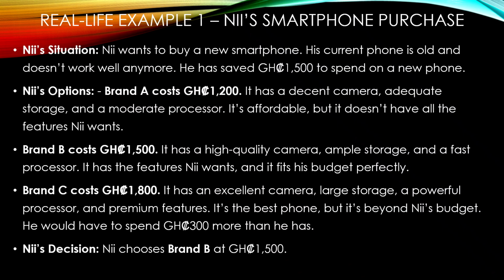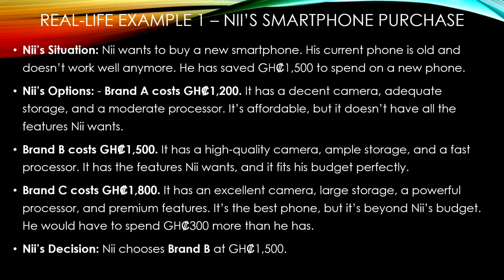Ni has these options at his disposal. Option A, or what you call brand A, costs 1,200 Ghana cedis. And these are the features of the smartphone. It has a decent camera, adequate storage, and a moderate processor. Looking at Ni's income, it is affordable, but it does not have all the features Ni wants.